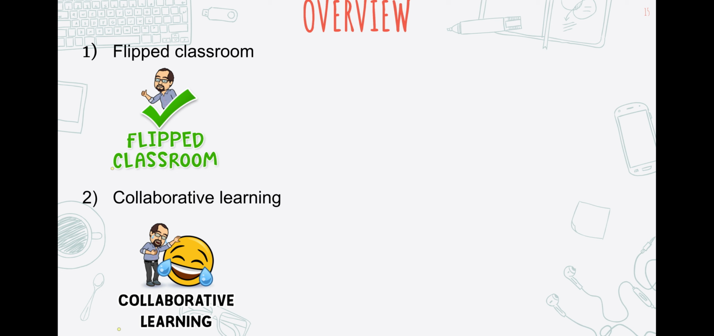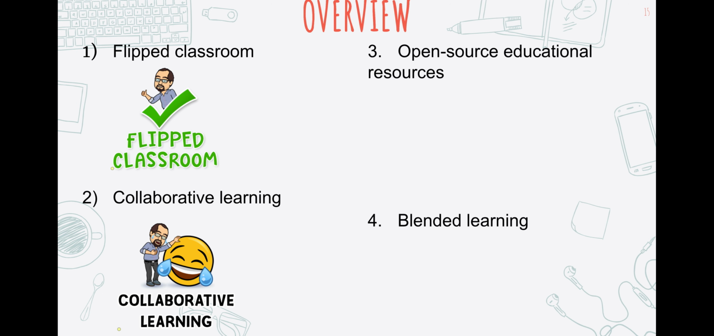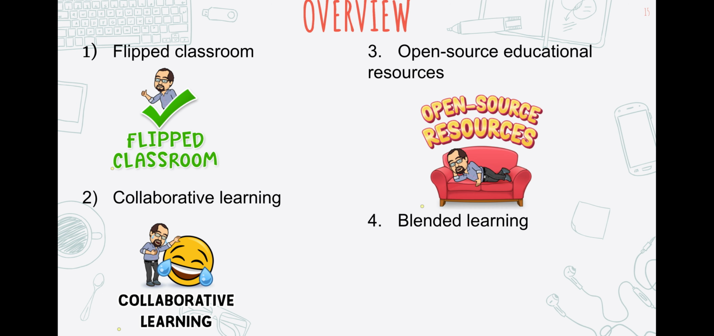Collaborative learning, of course, where people are working together to make sure the learning is occurring. Open source education resources, important because some resources have to be usable throughout the world, and you have to make them available for everyone. So not all sources are available, and this is what creates that issue of not having open source.